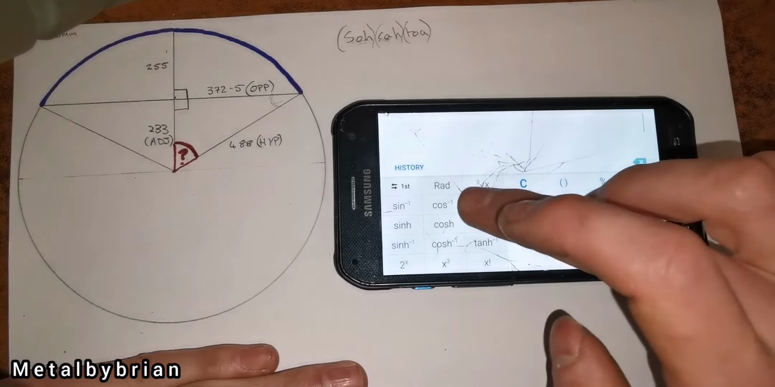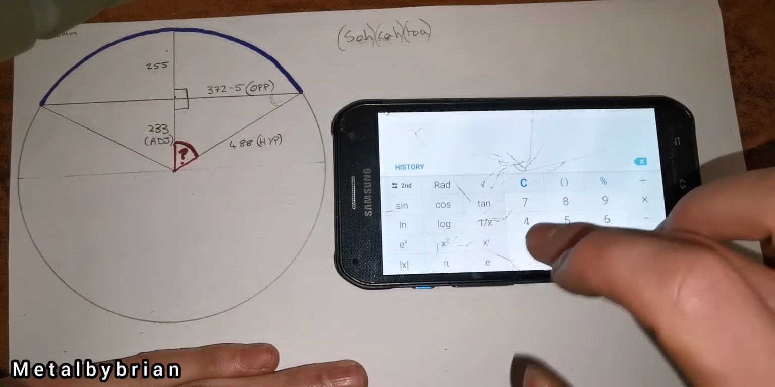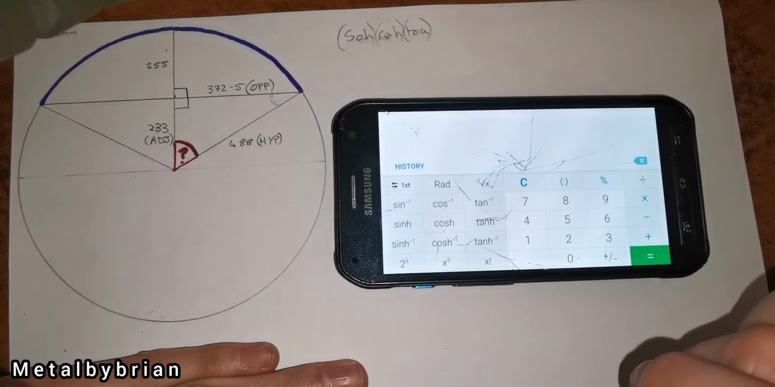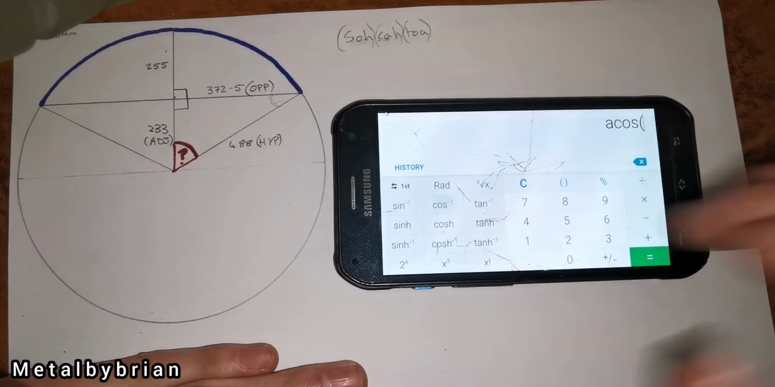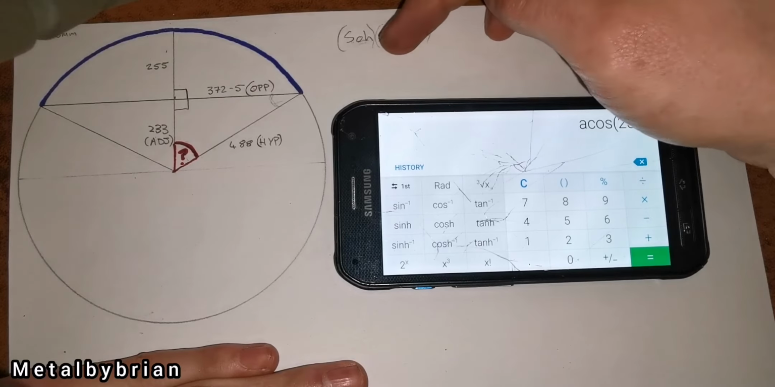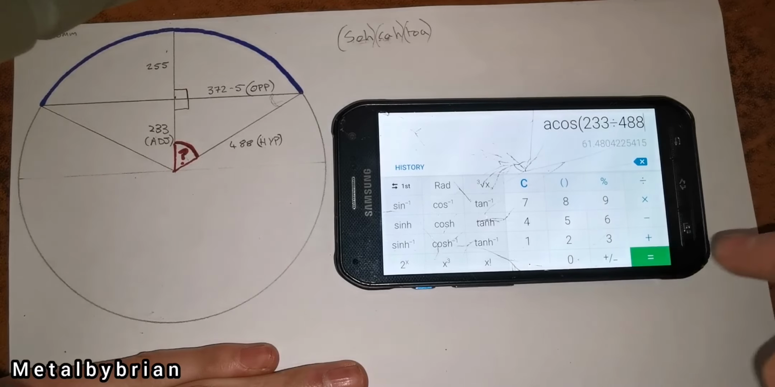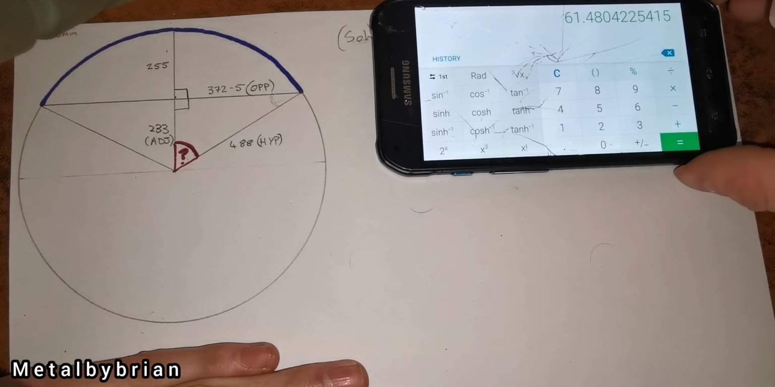And what we do is, if we were working out a missing length, for example this missing length here, then we'd just use standard cos. But because we're working out an angle, we have to use the inverse, so it's cos negative 1. Then we just tap on that and we put 2, 3, 3, because our adjacent comes first, divided by 4, 8, 8, close our brackets, and that equals 61.48. So we're going to go with just 61.5.